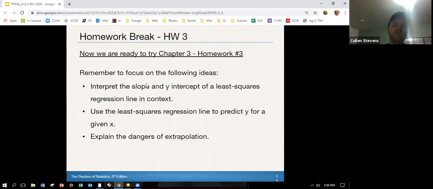We also want to use the least squared regression line to predict y for a given x. So we're going to be having the equation. We're just going to be plugging values in. And we're going to talk about explaining the dangers of extrapolation. So if you feel like it, you can pause here. I'm going to move on in just a second, but pause here, write down where you're at, try homework number 3, and come back. Okay. So let's continue on into section 3.2.